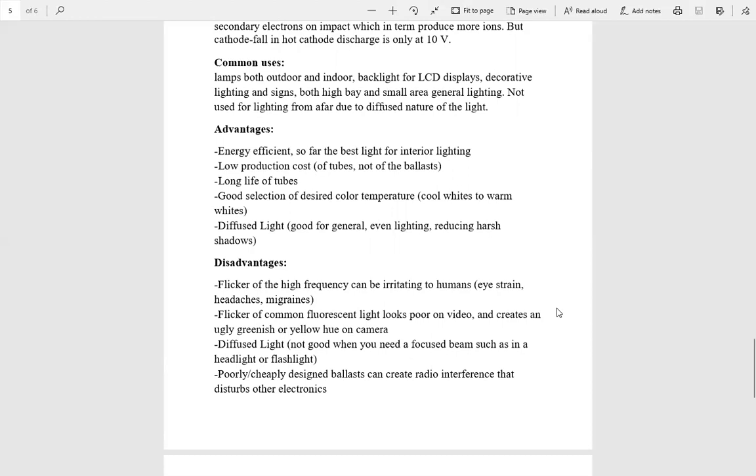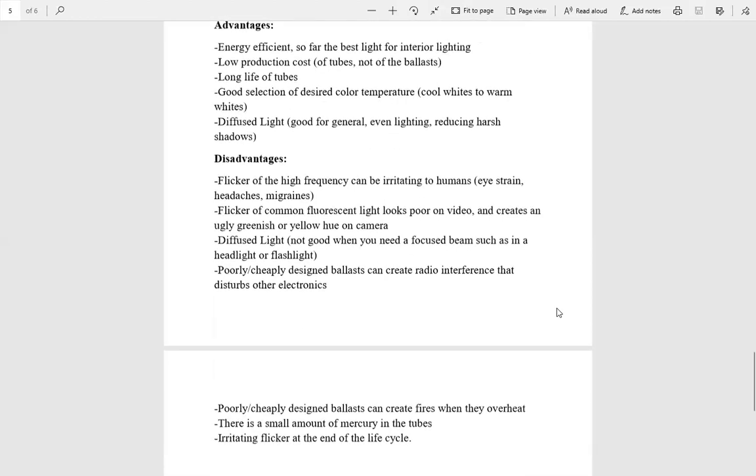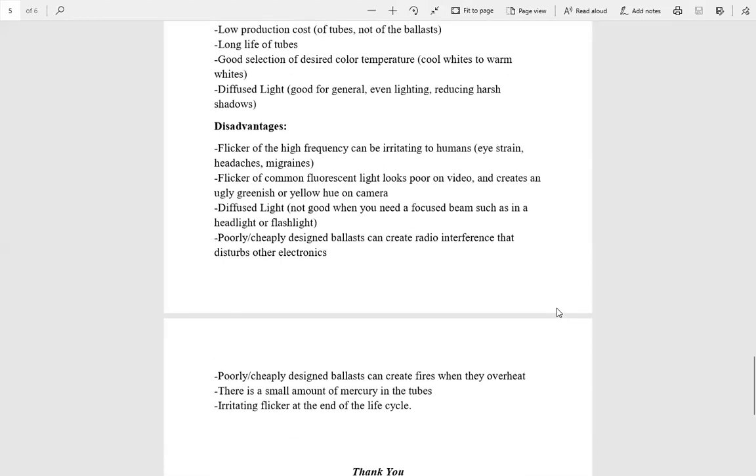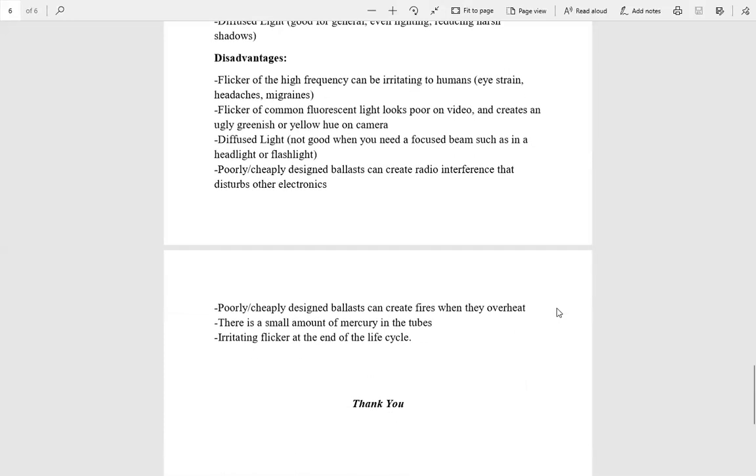What are the disadvantages? Flicker of the high frequency can be irritating to humans' eyes. Eye strain, headaches, migraines can occur. Flicker of common fluorescent light looks poor on video and creates an ugly greenish or yellow hue on camera. Diffused light is not good when you need a focused beam such as in a headlight or flashlight.